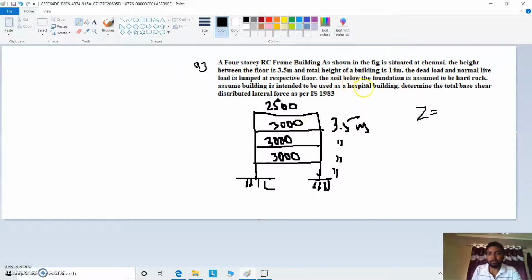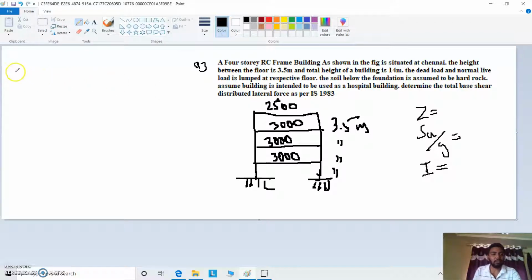The soil below the foundation is assumed to be hard rock. Then Sa by g is given as hard rock, right? And assume the building is intended to be used as a hospital building, so that I will be given as for a hospital building. Determine the total base shear and distributed lateral force as per the code IS 1893.